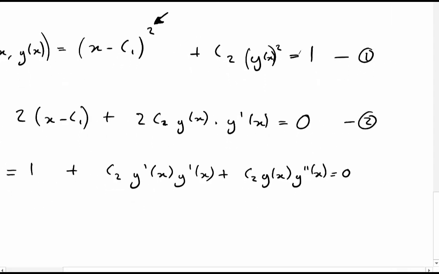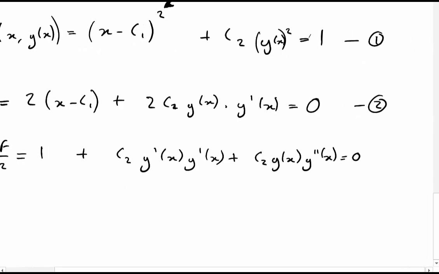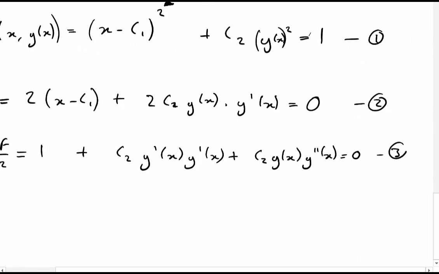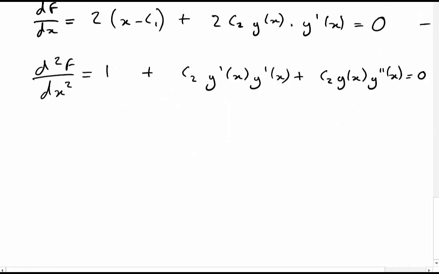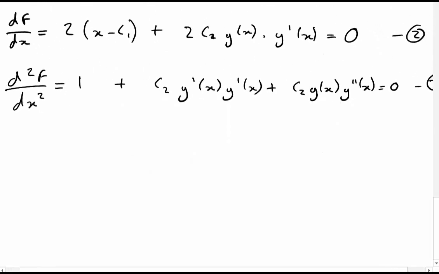My second equation is going to be equation 2. So my first derivative is going to be equation 2, and my second derivative is going to be equation 3. Okay. So now my aim is to try and eliminate the constants.